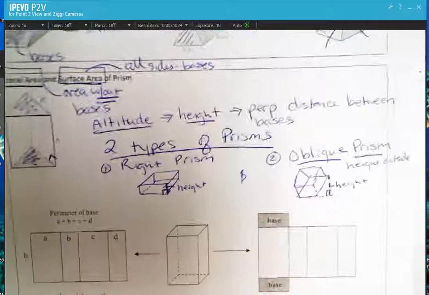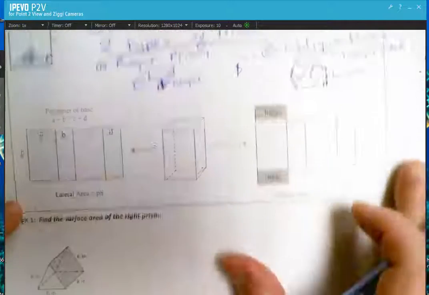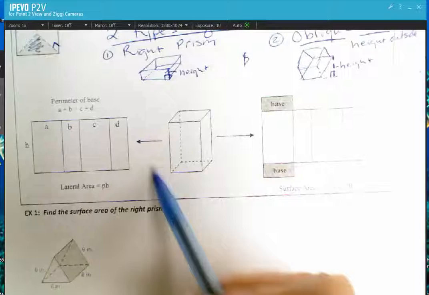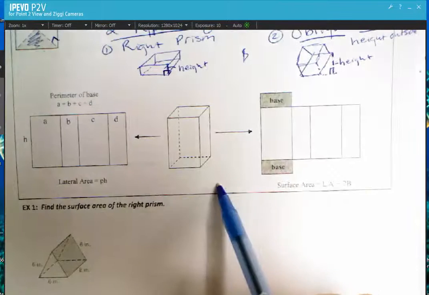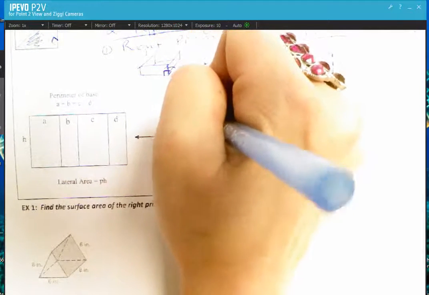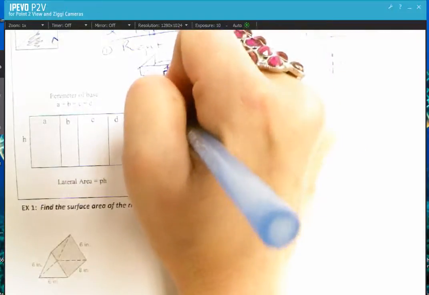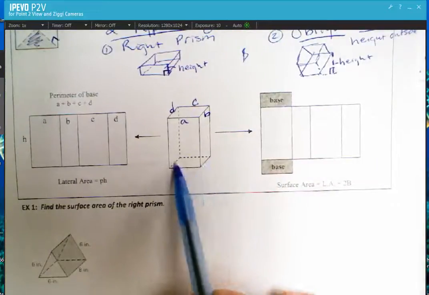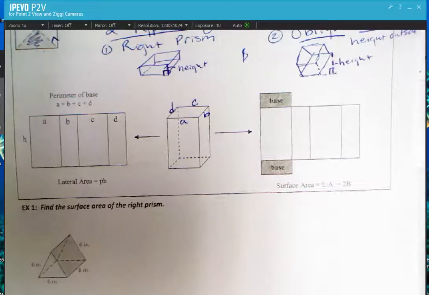All right, let's put all these together. You have a base. I'm going to call this my polyhedron here. So it's a rectangular prism, and I'm going to call this A, B, C, and D. Those edges, A, B, C, and D. So I'm going to have another set, A, B, C, and D, because they're congruent and parallel.